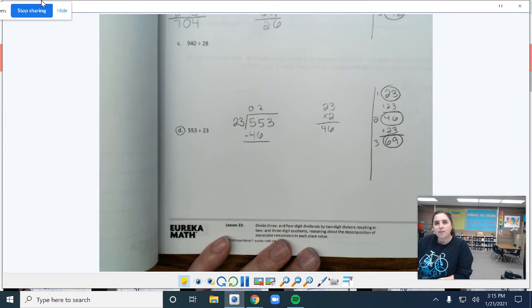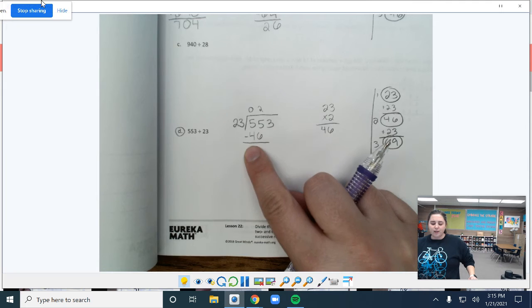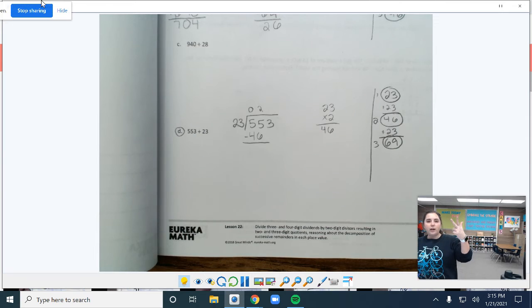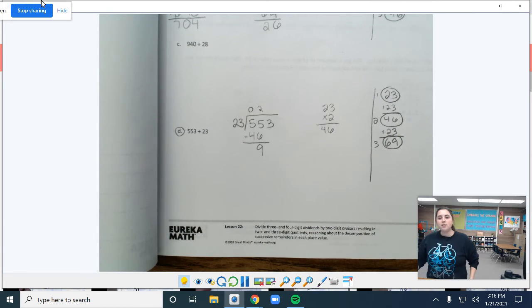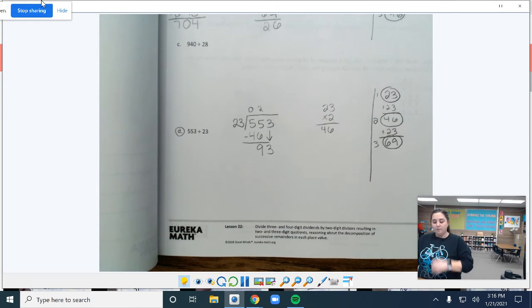So now when we subtract, think about the numbers here, 55 and 46. How many numbers are between that? So 46, 47, 48, 49, 50, 51, 52, 53, 54, 55. There's 9 numbers in between. So when I subtract, I should get 9. Bring down our next number. Now I have 93.